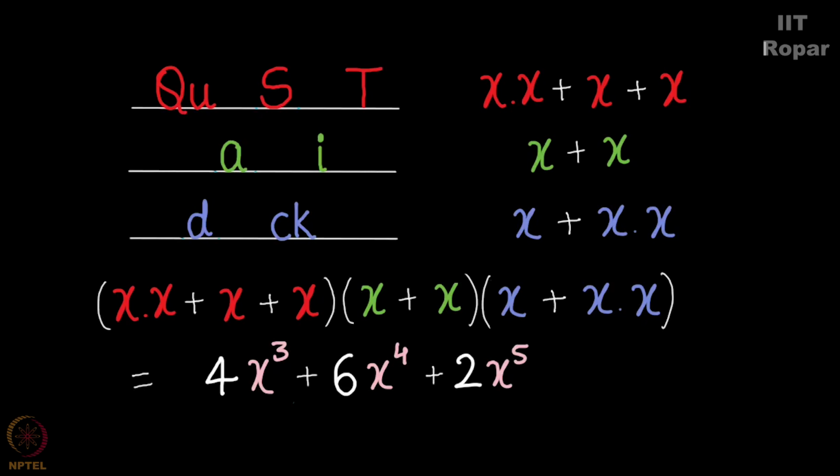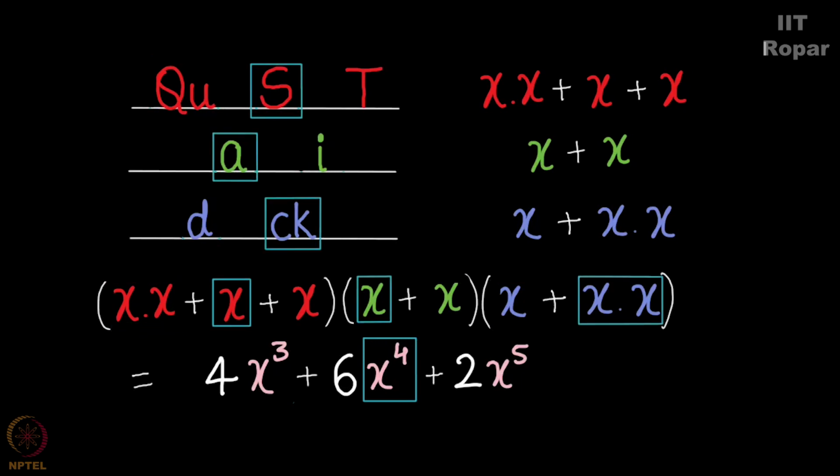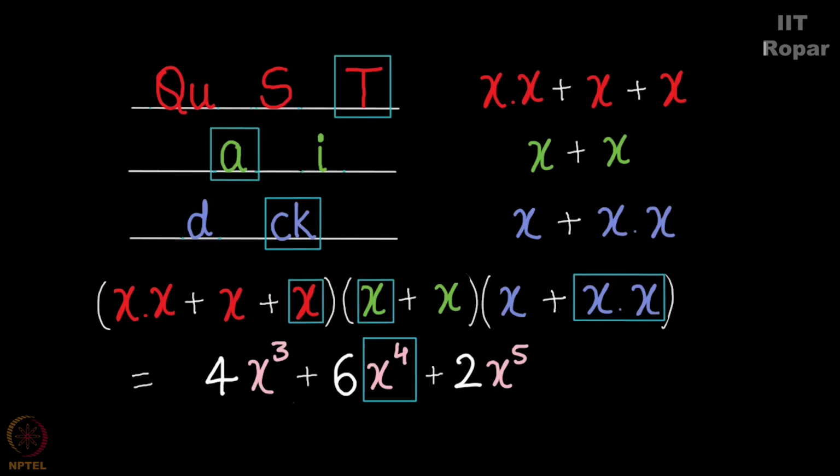Similarly, you look at the coefficient of x to the 4, it happens to be 6. You look at the total number of ways in which you can have a four-lettered word, it happens to be 6 in number. That is because the number of ways in which you can make a four-lettered word here, QU from here, A and a D, QU from here, I and a D, SACK, SICK, TACK and TICK is precisely the number of ways in which you can get an x to the power of 4 in the expansion of this polynomial.